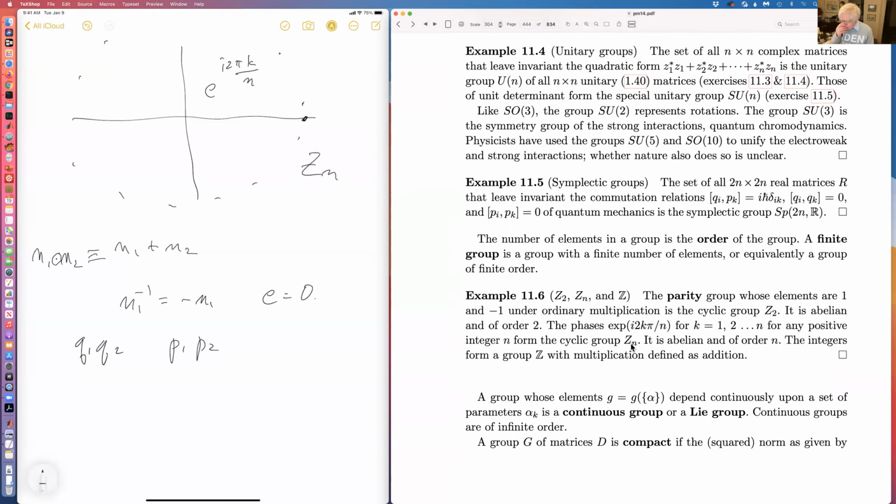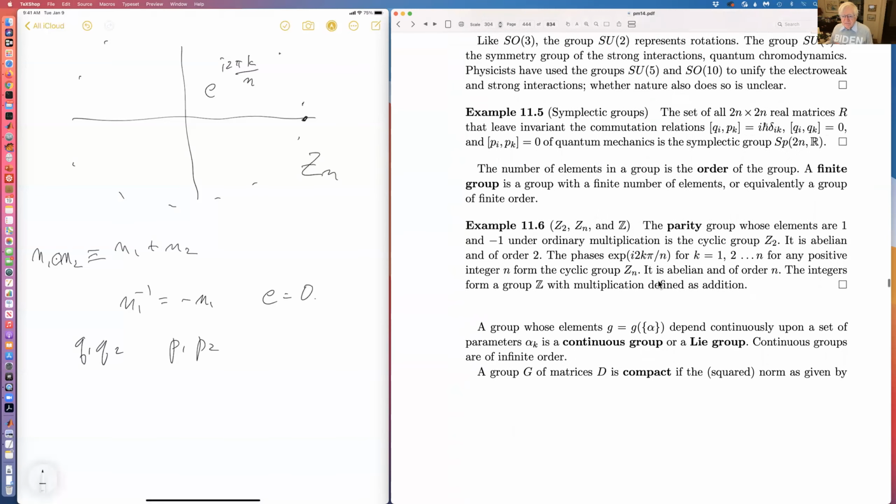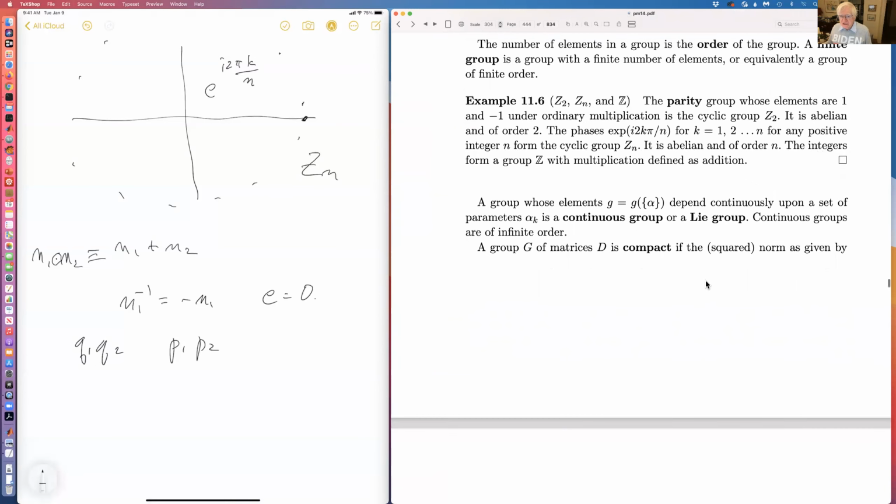Symplectic groups are actually underused in physics, even though, as I said, there are these examples, which is to say, groups that leave invariant the commutation relations. Despite that, they're hardly ever mentioned in physics classes, and I've long suspected that at some point people will start using the symplectic groups for something in physics. All right. Anyway, let's go on now to continuous groups.